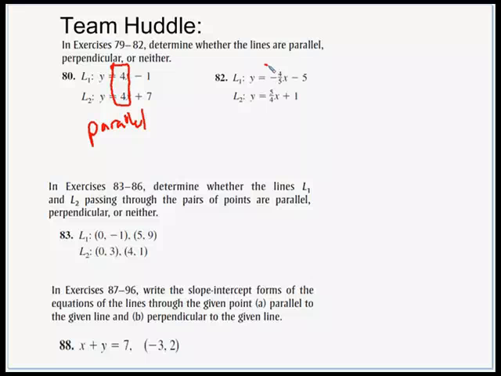Here, the slopes are negative 4/5 and positive 5/4. So, are they parallel, perpendicular, or neither? If you can take one of the slopes, flip it upside down and change the sign, and you get the other, that means the lines are perpendicular. They're negative reciprocals.